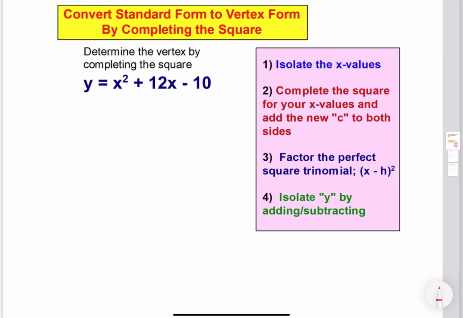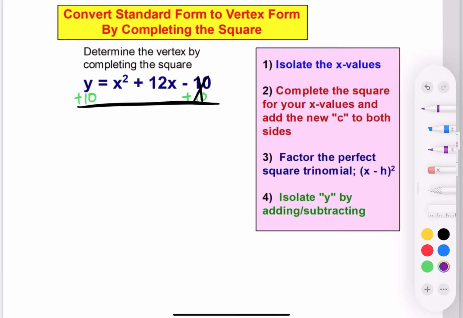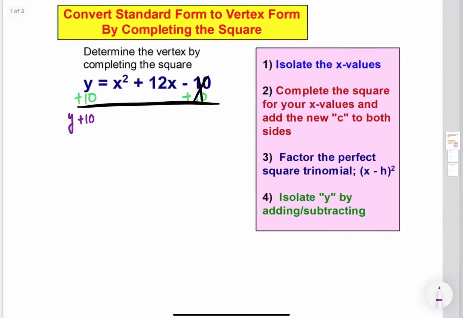And to get rid of that minus 10, we're going to add 10 on both sides. So that's our first step. We're going to add 10 on both sides, and that way the 10's on the right will cancel each other out. And that's now going to give us y plus 10 is equal to x squared plus 12x.